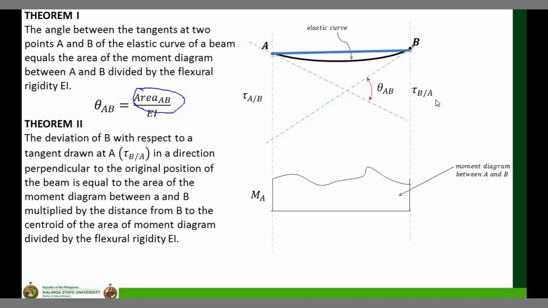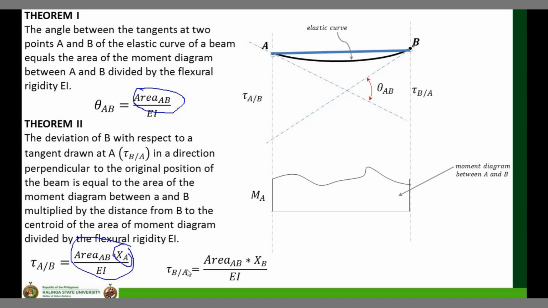Yung namang distance from point A hanggang doon sa may tangent line passing through B, we call that your deviation of A with respect to B, or TAB. So according to theorem 2, the deviation of A with respect to B is equal to the area AB multiplied by XA. And that deviation of B with respect to A is equal to the area of AB multiplied by XB. What do this area AB mean? Again, itong area na to, this pertains to the area between A to B doon sa may moment diagram.